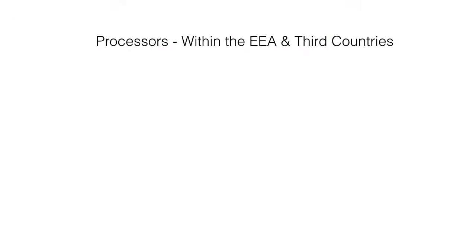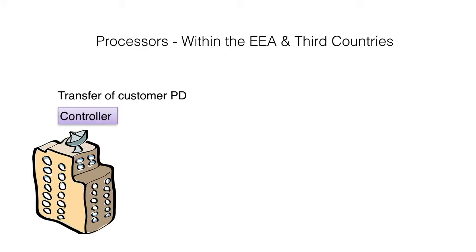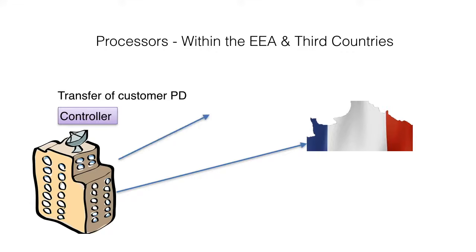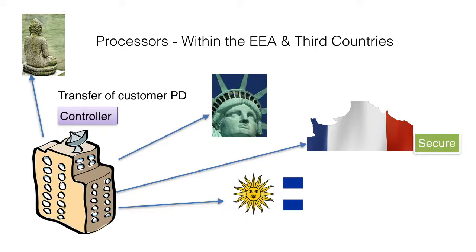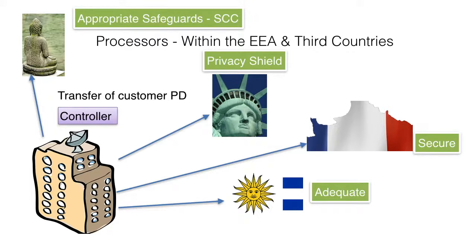So what happens if the processors are based in the EEA and third countries? So here again, you transfer your customer's personal data to France, New York, Uruguay, China. Now, as far as France is concerned, the European Commission considers this country secure simply because it's within the EEA. As far as Uruguay is concerned, it's on the adequacy list, so there's no problems here. If you are transferring any personal data to an organisation in America, you need to check if they have the privacy shield. If they do not, as with China, make sure you have appropriate safeguards in place.